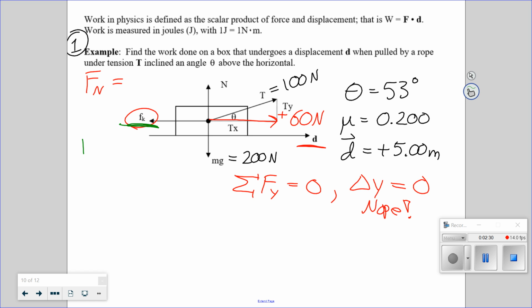The work done by friction is going to be the negative friction force, negative direction. You can also think, from the actual displacement that happens forward, the angle to the friction force is 180 degrees. And the cosine of 180 is negative 1.